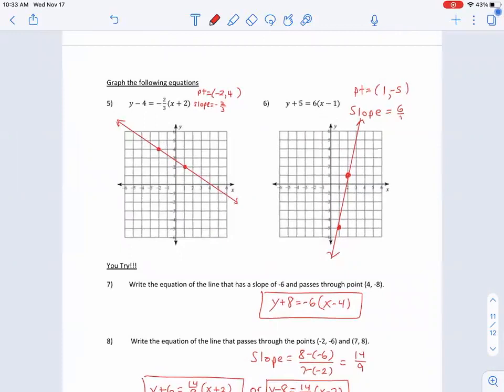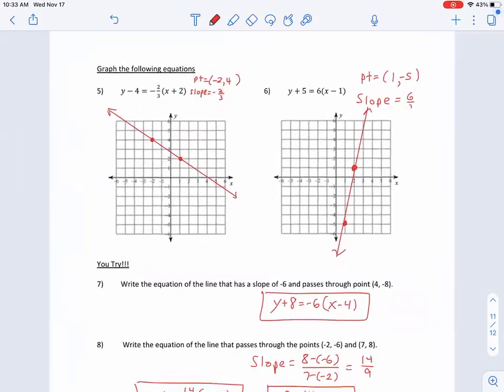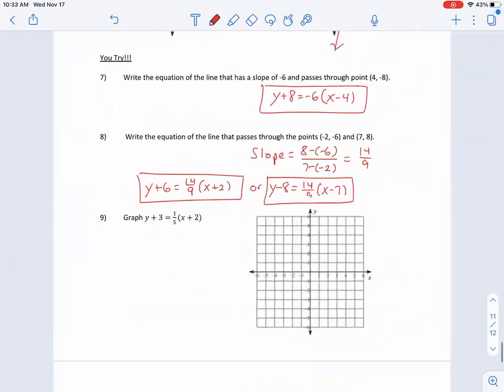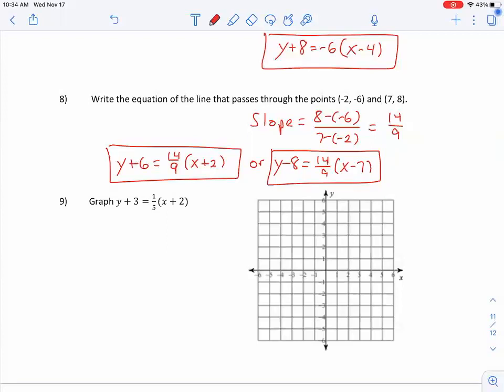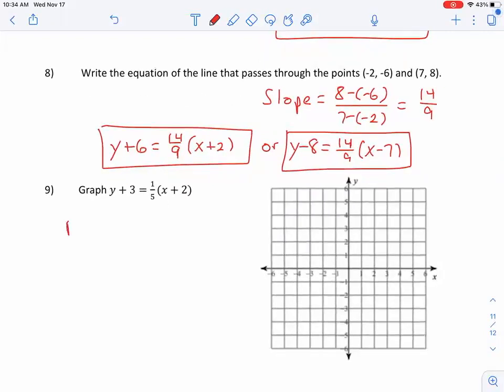So how about if you guys now try this one, which will be our last one, okay? Problem number 9. Give that a shot. All right, so our point is at -2, -3. And our slope is 1/5.